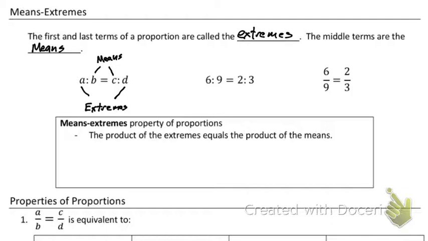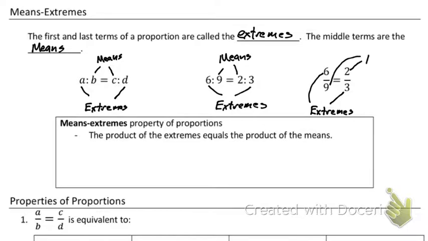Once again, if we had numbers in there, our 6 and 3 would be our extremes, and that 9 and 2 would be our means. When it's set up as fractions, it stays the same. That 6 and 3 are still your extremes, so this 6 and this 3 are still your extremes, and that 9 and that 2 are your means.